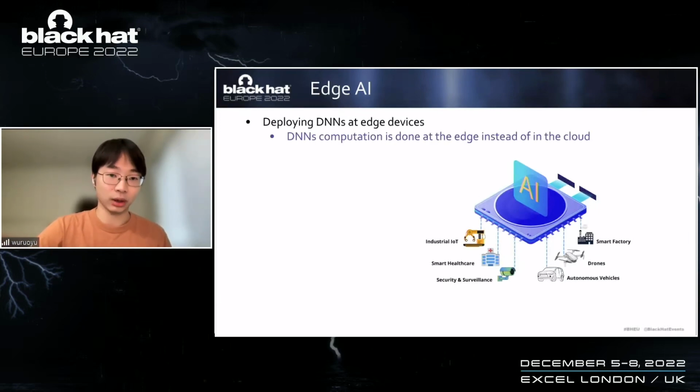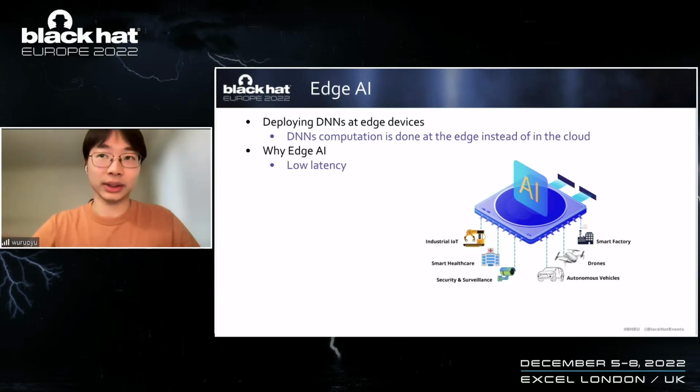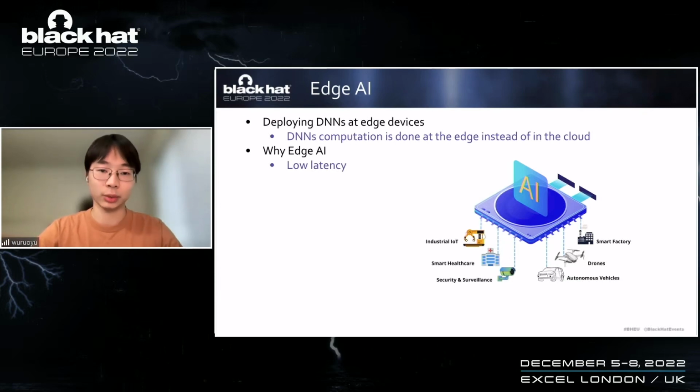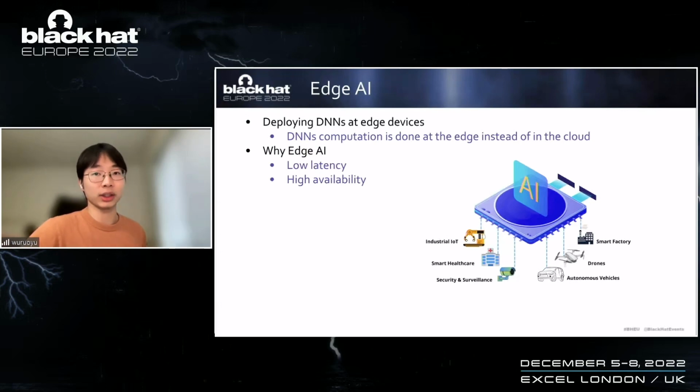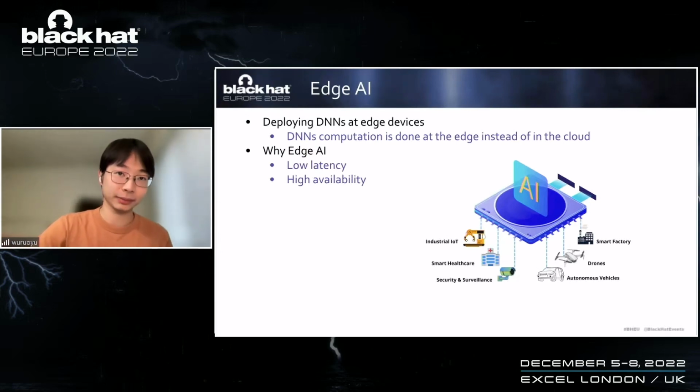And there are several benefits of doing computation at edge devices. The first one is it has low latency. So edge AI can analyze the data locally rather than in a faraway cloud, which is delayed by long-distance communication. So it can respond to users' requests in real time. And the second benefit is it provides high availability because it doesn't need internet access. So it results in higher availability and reliability for some mission critical and production grade applications.